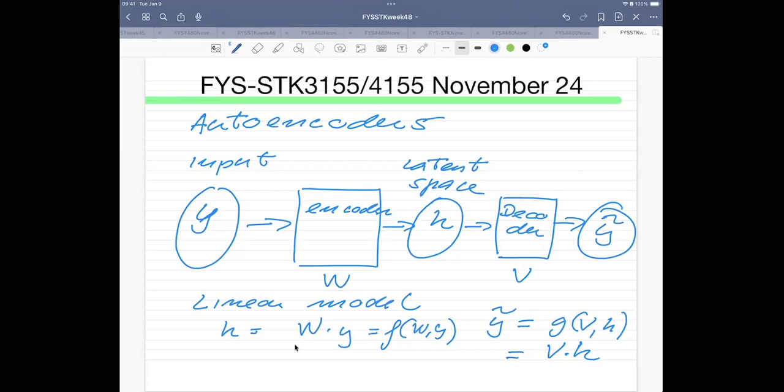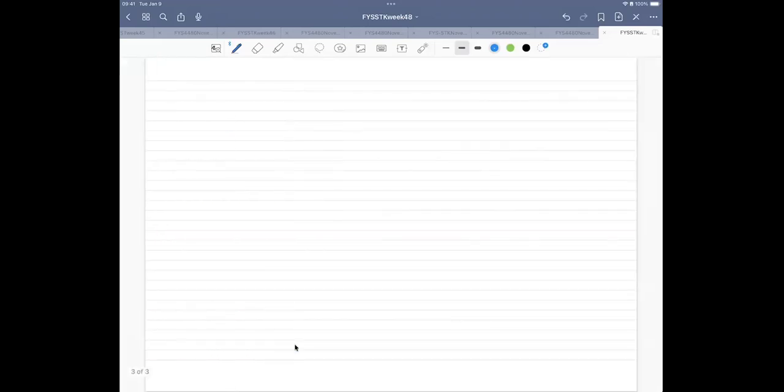So you can make this more complicated, and you can think of the encoder and decoder as a feed-forward neural network with parameters to train, where you shrink the size of the number of nodes till you get to the latent space. And the hope then is that this latent space captures the essential degrees of freedom. So when you do this, we can then write this y tilde as v times w times y.